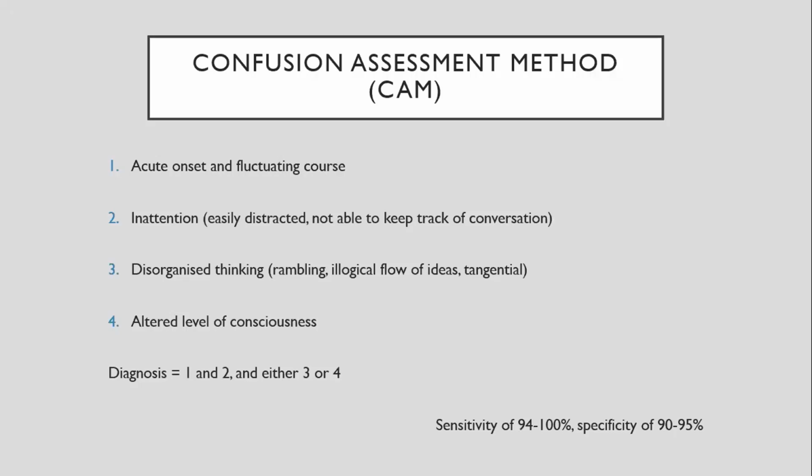There are a couple of tools that different hospitals will use. The first one is the Confusion Assessment Method, or the CAM tool, and basically you have to recognise that your patient has an acute onset and fluctuating course of this, and they have an element of inattention, and then on top of that either they've got disorganised thinking, so they might be rambling, illogical, tangential like Mr. Jones, or an altered level of consciousness, and they might be more hyper alert, or they may be more drowsy. And that's got a really good sensitivity and specificity.